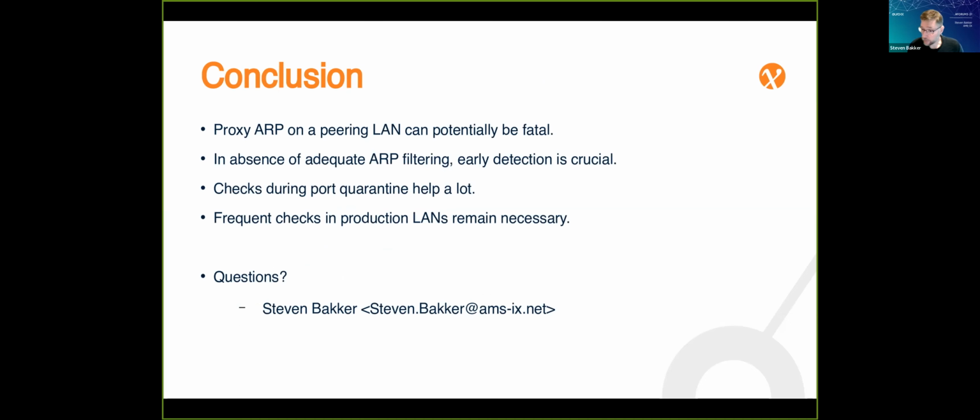So in conclusion, and I think I have a lot of time left, sorry for that. In conclusion, proxy ARP on a peering LAN can potentially be fatal. And in absence of adequate ARP filtering, early detection is absolutely crucial. Checks during port quarantine, so during port connection and setup, is already quite helpful, but you still need to do frequent checks in production. And I'm available for any questions, and that was my presentation.